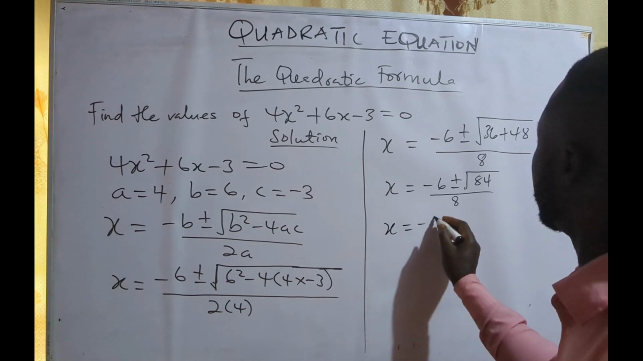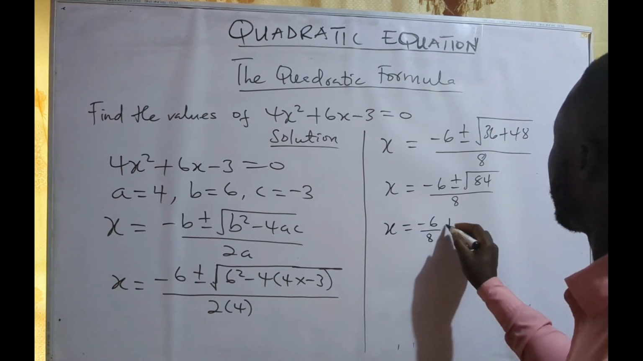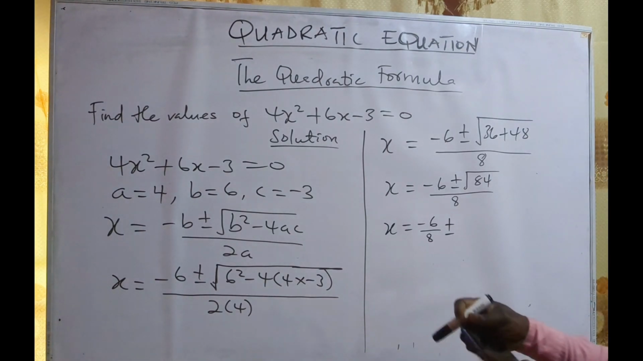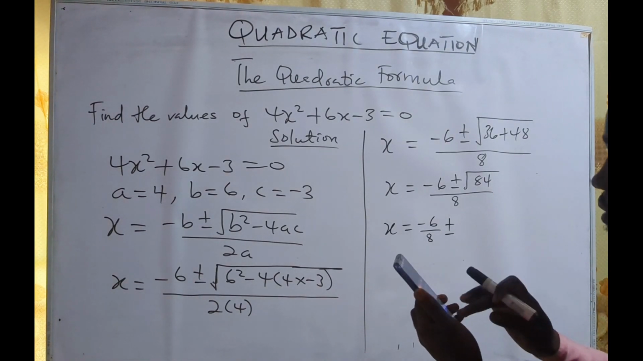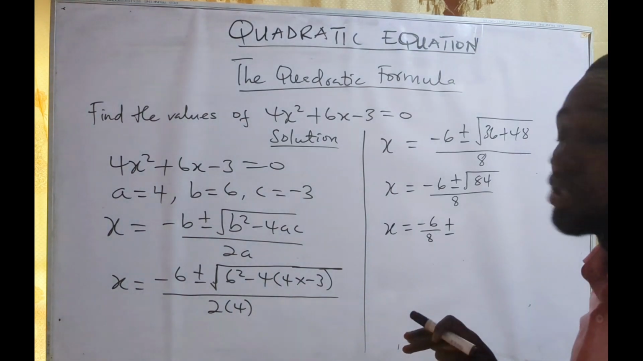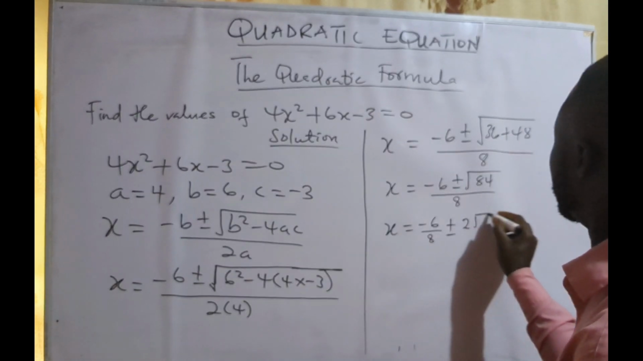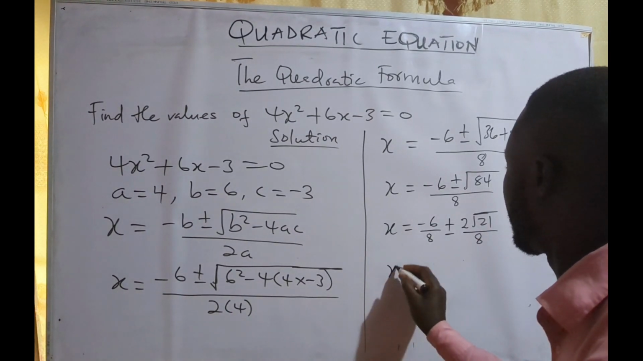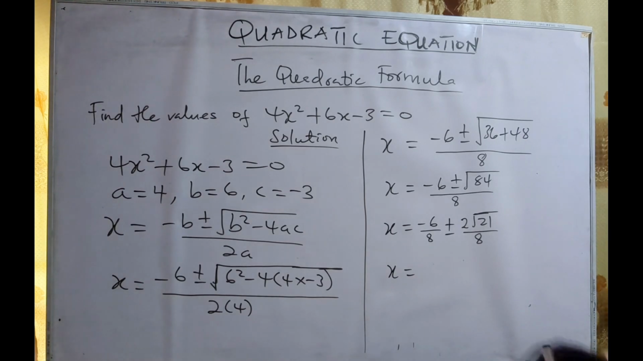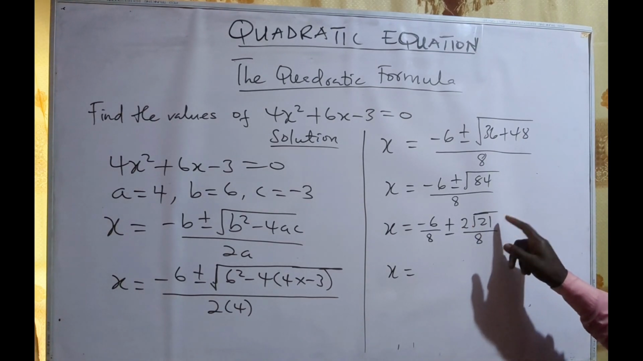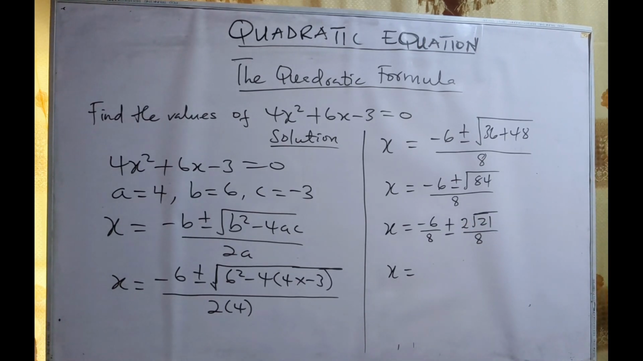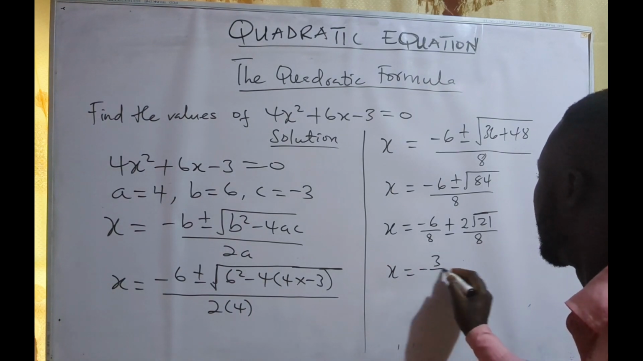X is equal to minus 6 over 8 plus or minus, this is all over 8. So let's see if we can simplify square root of 84. Square root of 84 is the same as 2 root 21, also over 8. Okay, so minus 6, so 2 root 21. It means that 21 times 4 will give me 84. So the square root of 4 will be 2, then the 2 will come out. So minus 6 over 8, 2 will go here, 3, and 2 will go here, 4.